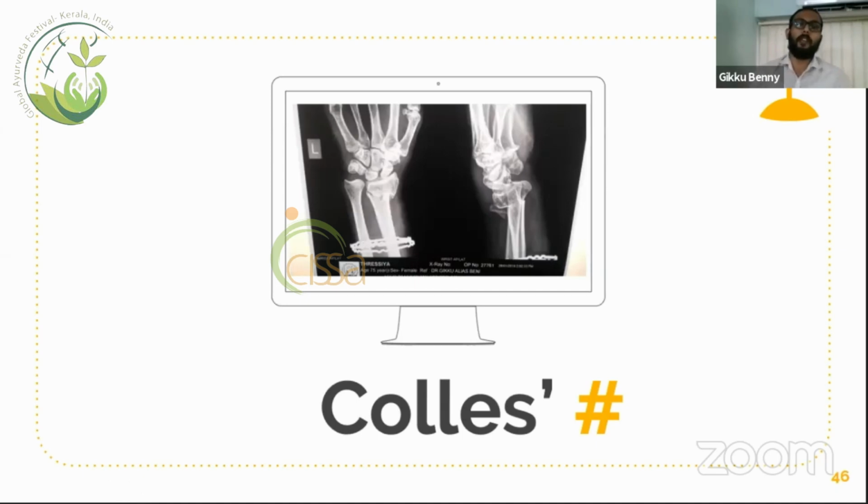Counter traction should be given at the position of the elbow joint. Two assistants should be there, one for traction, the other for counter traction, and we should reduce it in a particular position called ulnar deviation. Ulnar deviation is to correct the lateral displacement, and after correcting it should be kept in ulnar deviation like this. In this position traction is given, and then counter traction from here, and it should be kept in ulnar deviation to correct the lateral displacement.